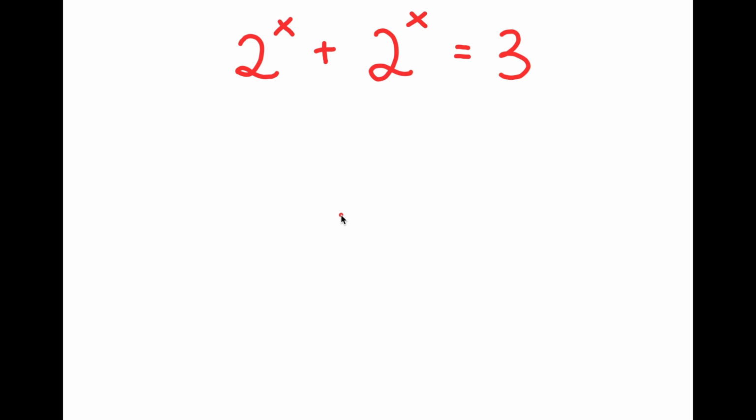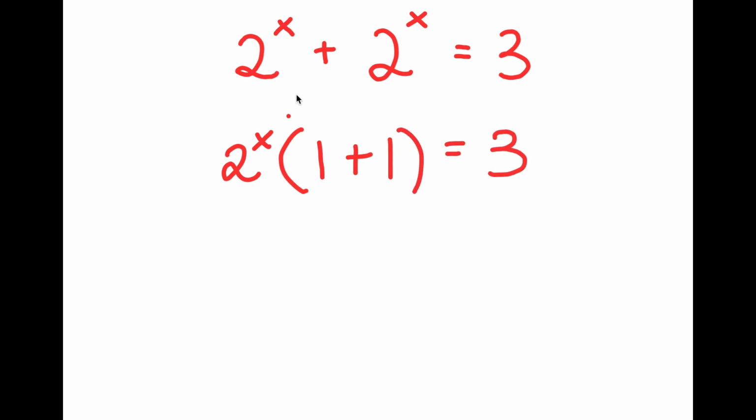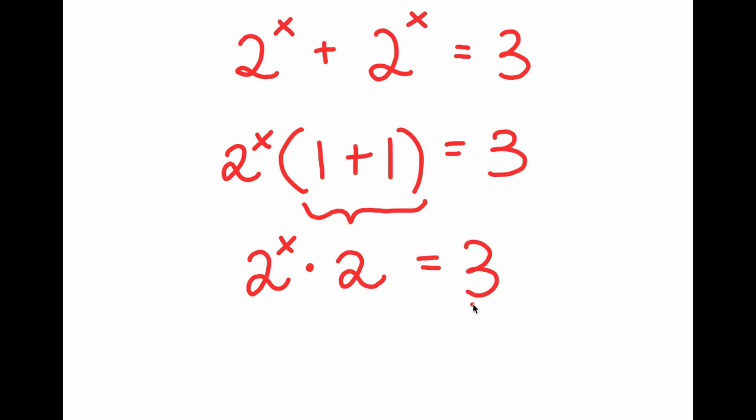So to solve this, I'm going to first start out by factoring out 2 to the power of x from my left-hand side. So now I get 2 to the power of x times (1 plus 1) is equal to 3, because I simply factor out 2 to the power of x, and 2 to the power of x divided by 2 to the power of x is 1. Now, 1 plus 1, that's equal to 2. So I get 2 to the power of x times 2 is equal to 3.